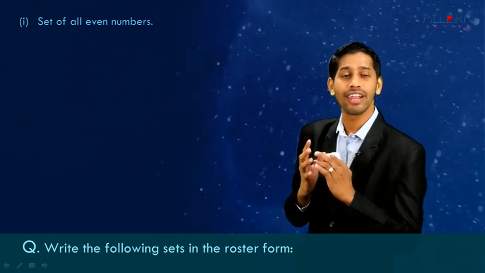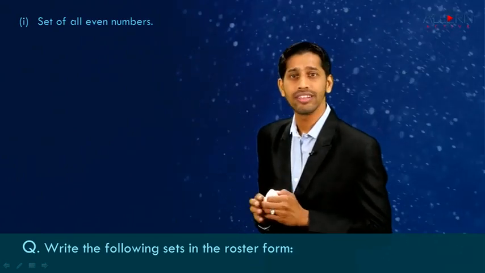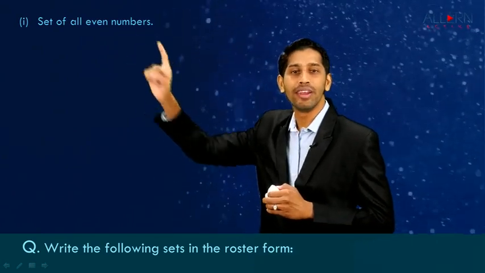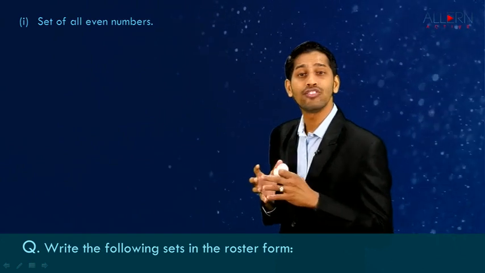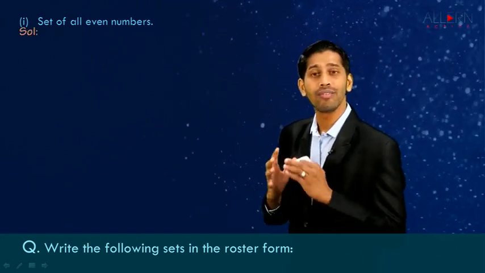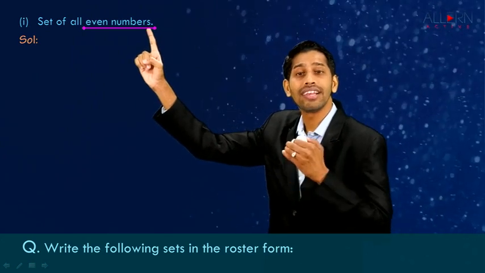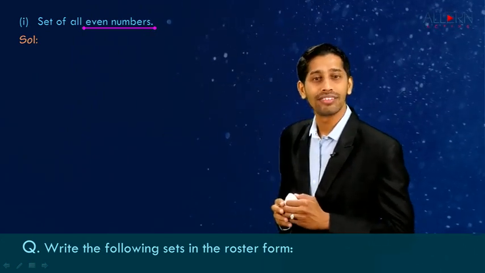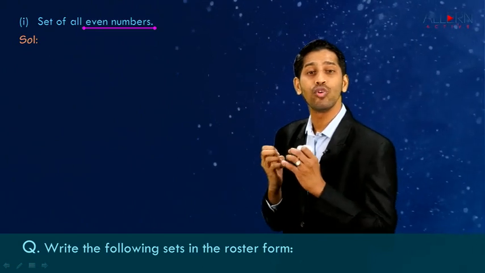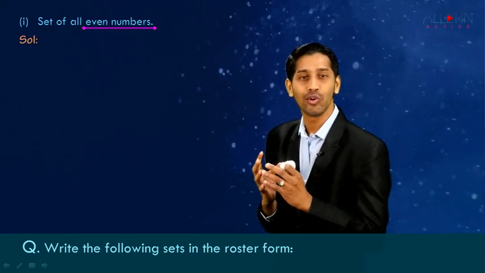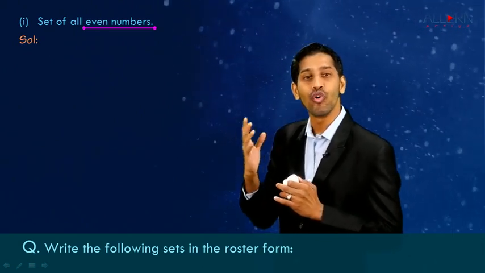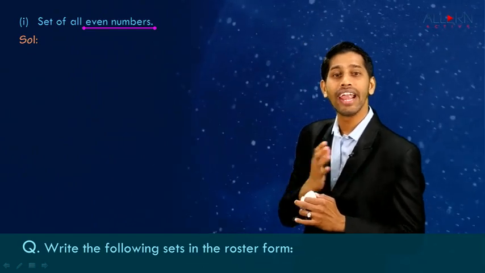So let's understand what question is given to us. The question is: set of all even numbers. That means we need to create a list of all even numbers. So we start with a solution. First of all, let's understand what exactly we mean by even numbers. We know that even numbers are those numbers which are divisible by 2. That means 2, 4, 6, 8, 10, 12 and so on.